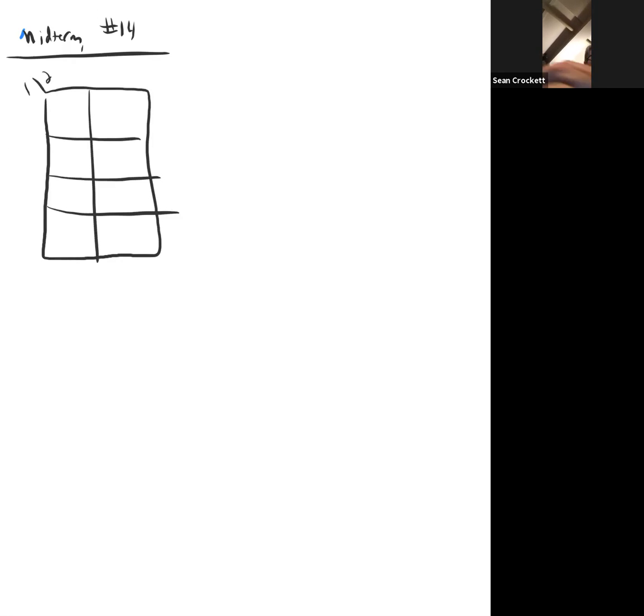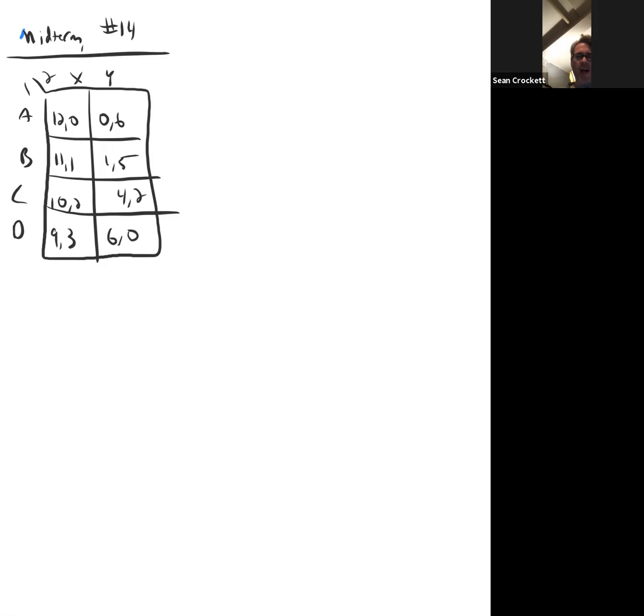So we have a 4x2 game. The first thing to do, where a lot of people went wrong on this question on the midterm, was that they didn't do iterated dominance first, or in this case, iterated dominance doesn't help, but dominance does, to get rid of strategies.